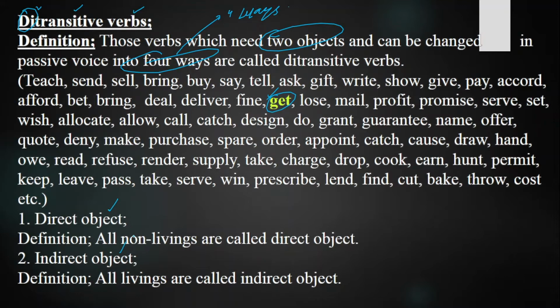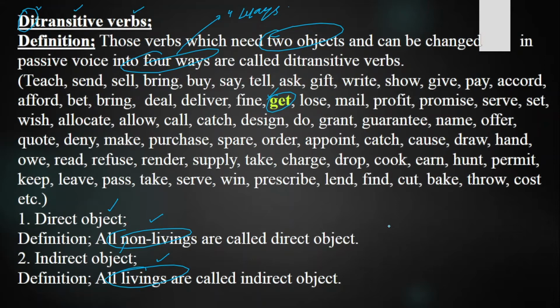What is direct object? Direct object means all non-living things and indirect object means all livings. So they need one direct object and one indirect object. Why do they need one direct and one indirect object?